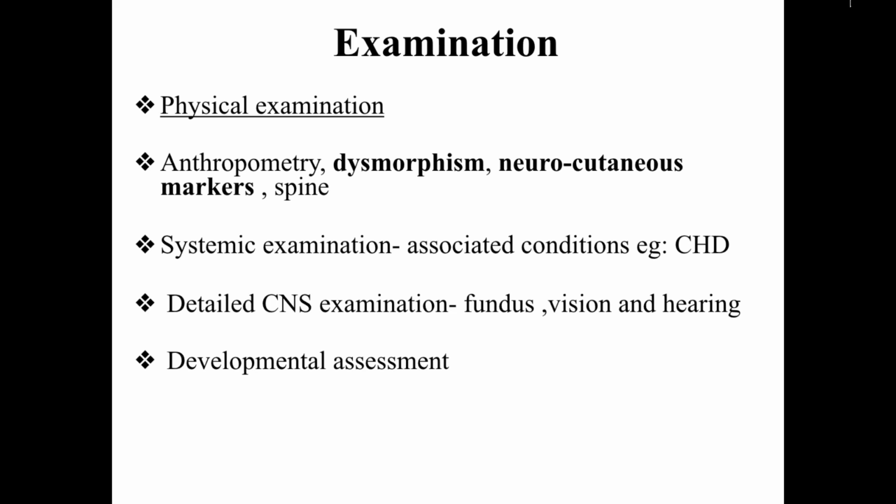In the systemic examination, you should look for associated conditions like congenital heart disease. Apart from this, hepatosplenomegaly may point towards various storage disorders, which can also present with GDD or ID. Now, CNS examination obviously is very important. You must focus on the fundus evaluation and vision and hearing assessment. And then developmental assessment is obviously required, because that is the part based on which you will make your diagnosis of GDD or ID.